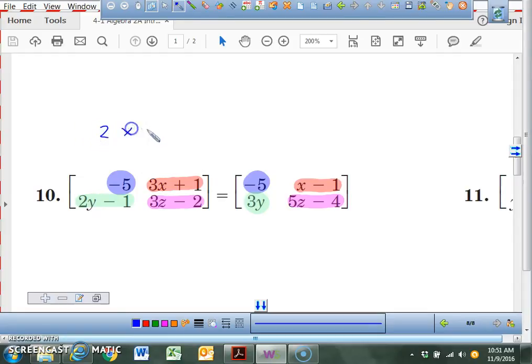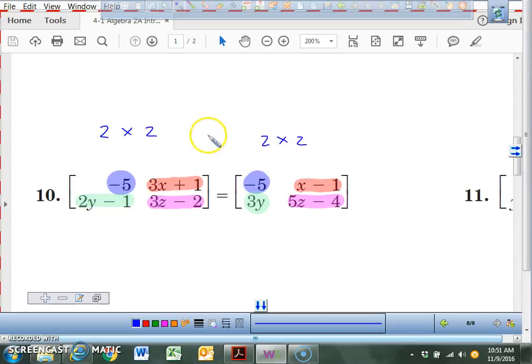It's 2 rows by 2 columns. And this is 2 rows by 2 columns. Okay? So obviously we don't have to solve for anything here, do we? Because negative 5 is equal to negative 5.